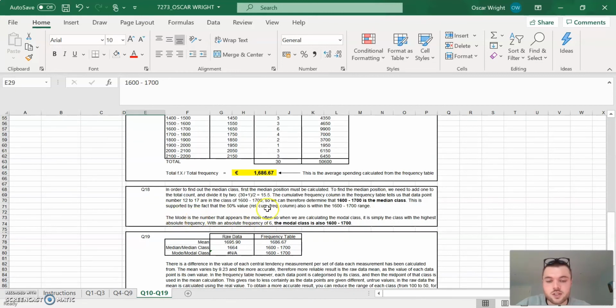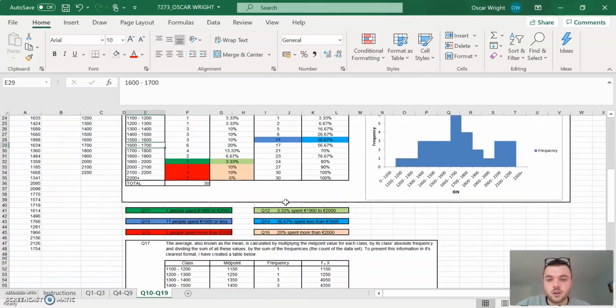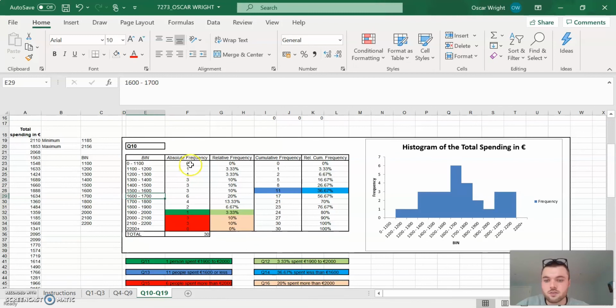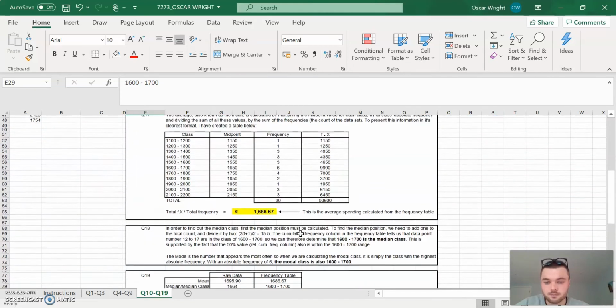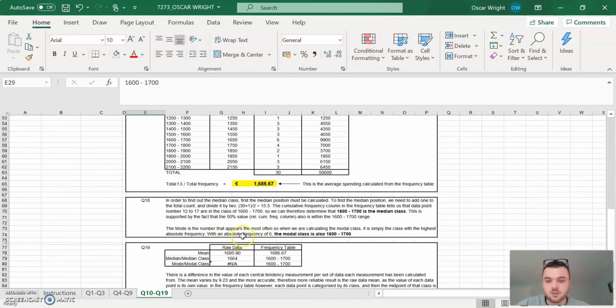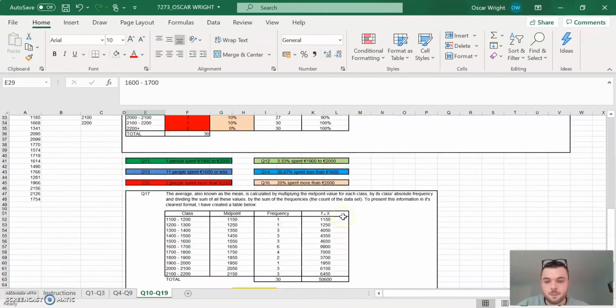The mode, which is the number that appears the most often, or the highest observation, is also the one with the highest frequency, as the frequency refers to the number of times the value is observed. So we look back at our table, and we just have to look at which class has the highest absolute frequency. And we can see in this column that the highest number is 6, which again is the 1600 to 1700 class. So with an absolute frequency of 6, the modal class is also 1600 to 1700.